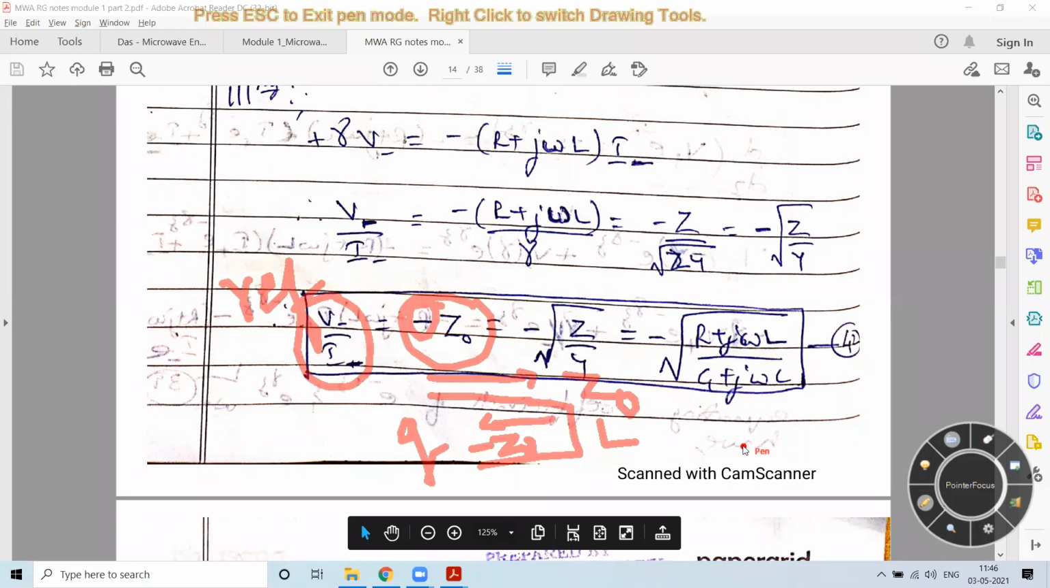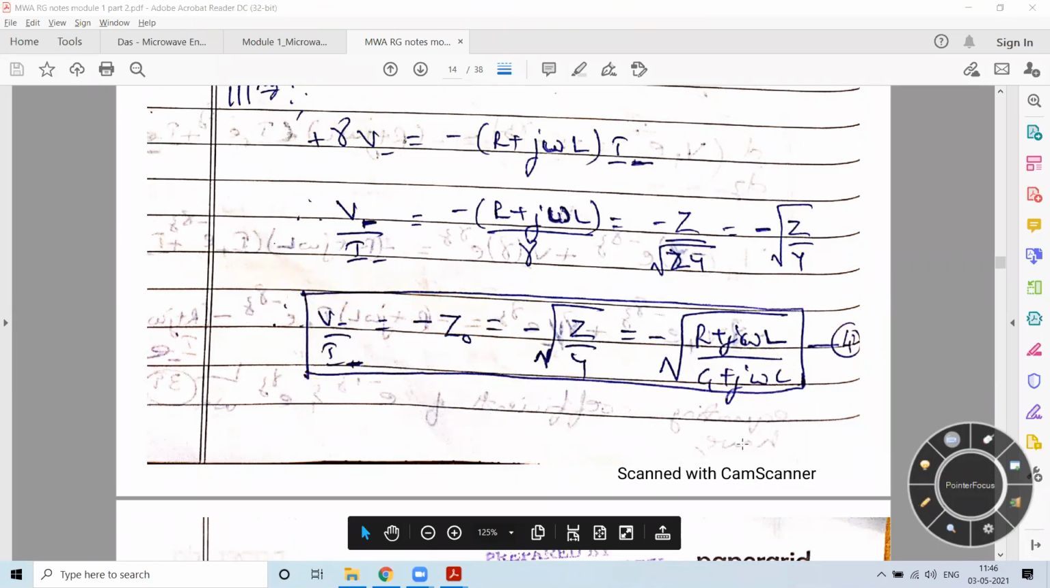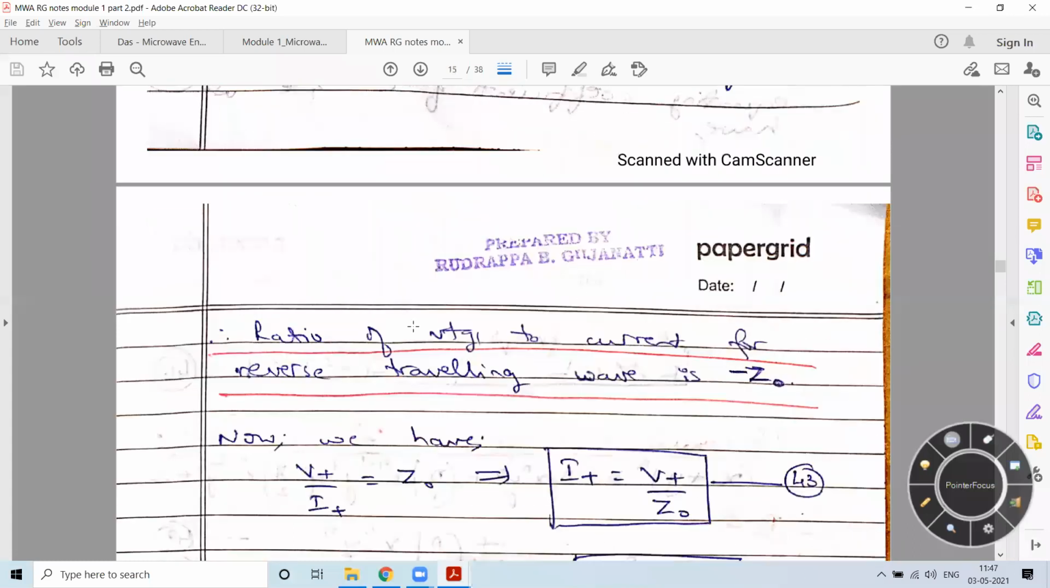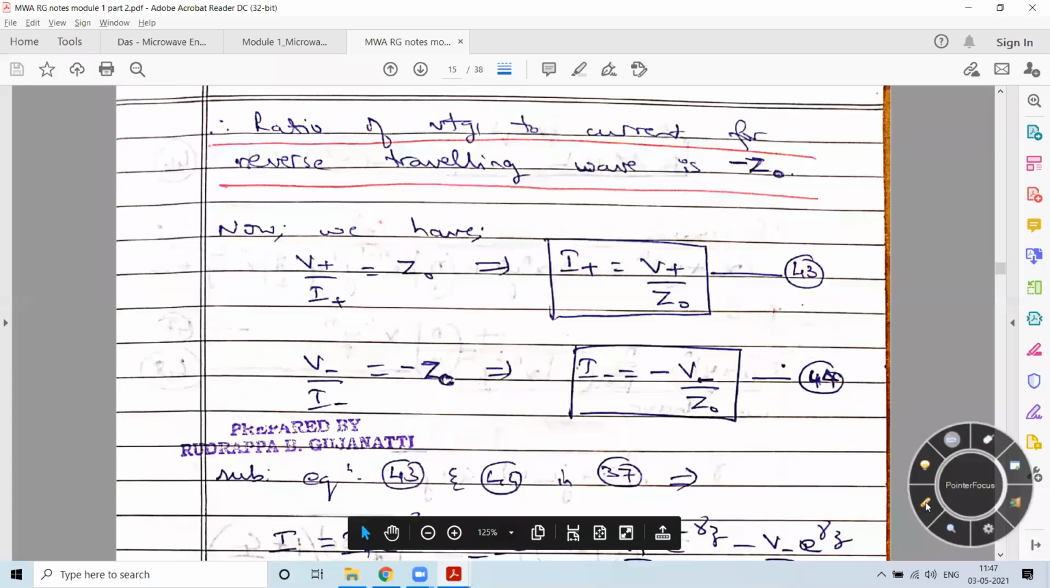It doesn't indicate that it is negative resistance or something. It is just telling that it is in the opposite direction to what you are viewing. So we have minus Z naught, which is minus of square root of Z by Y. So V plus by I plus gives you Z naught, and V minus by I minus gives you minus Z naught. That is what we are getting for intrinsic impedance.